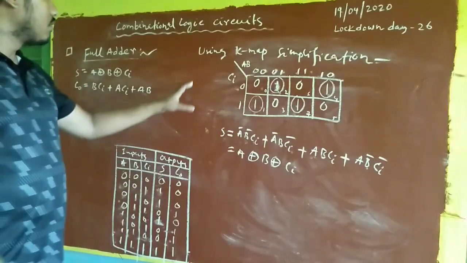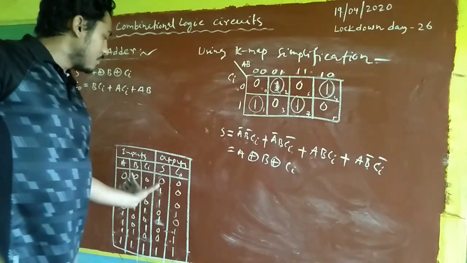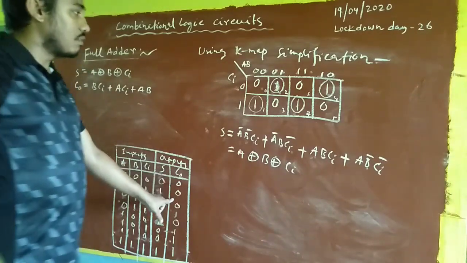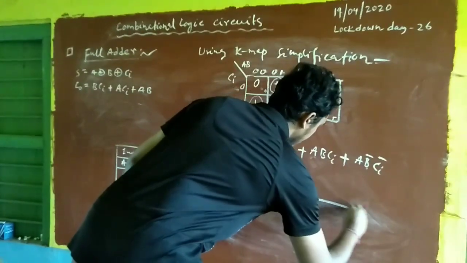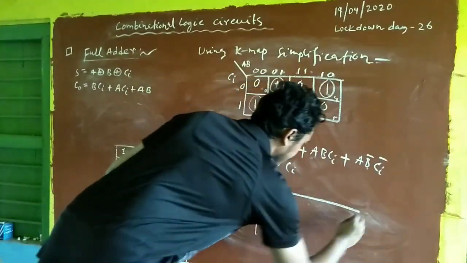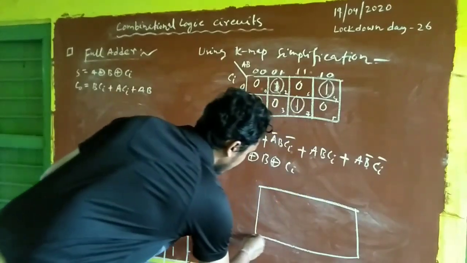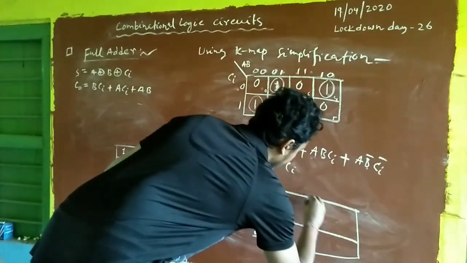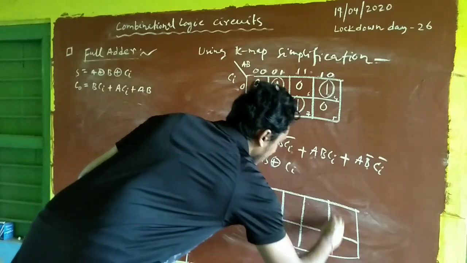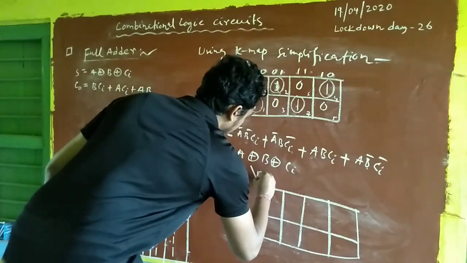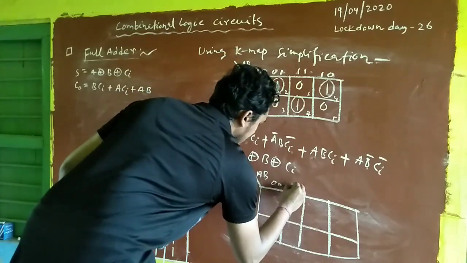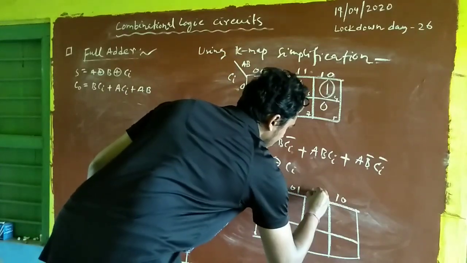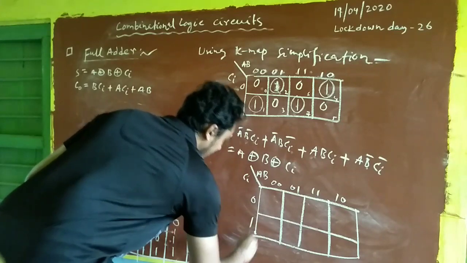Now if we use the K-map simplification method for the carry out, we will check what the expression will be. So here it is AB and this is Ci. The same way I am writing 0 0, 0 1, 1 0, 1 1 here and 0 1.